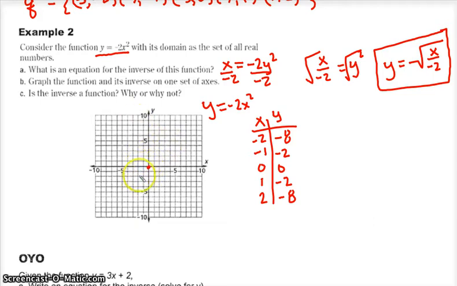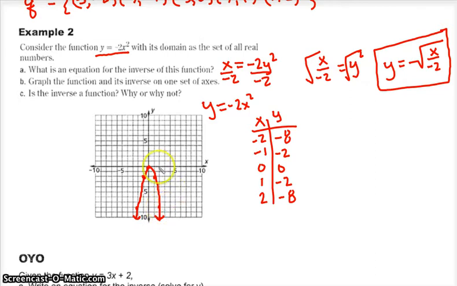So I move over to negative 2, down to negative 8. I've got negative 1, negative 2. And I'll finish off my graph here. Connect the dots to form a nice parabola.